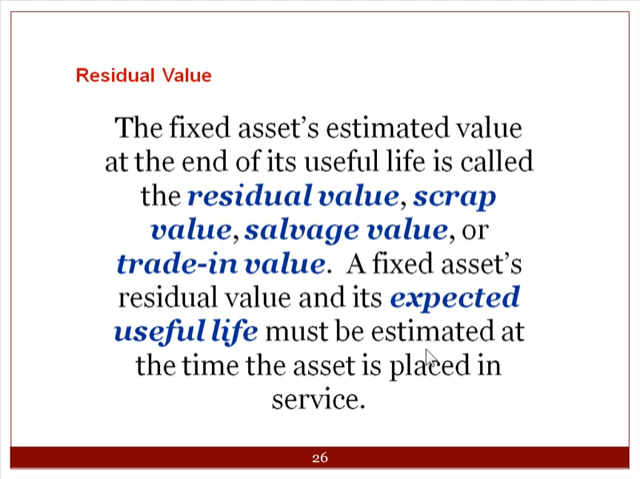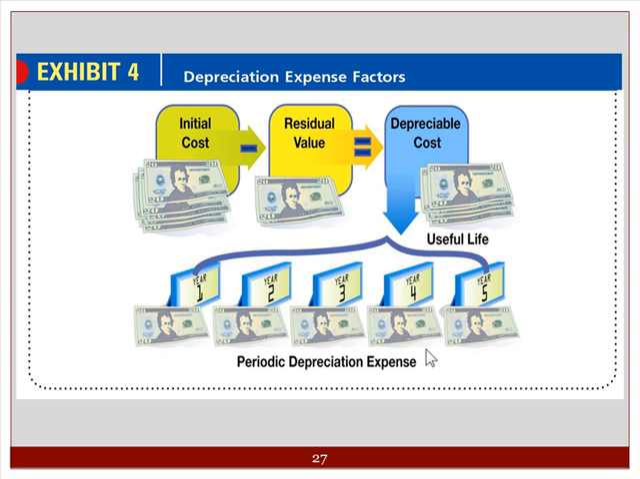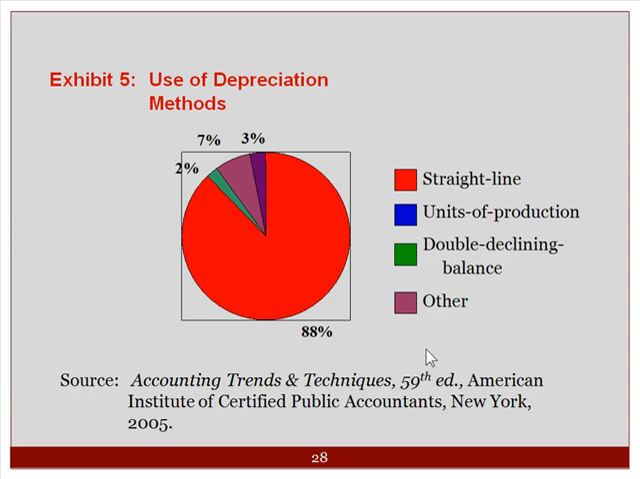The fixed asset's estimated value at the end of the useful life is called the residual value, scrap value, salvage value, or trade-in value. So there's several different terms. As you all know, you're going to buy something, and in the end of its life, it still has a value, even though you've depreciated it. A fixed asset's residual value and its expected useful life must be estimated at the time the asset is placed in service. So here's your initial cost, and this is like a little diagram with your residual value and your depreciable cost. So just a little picture.